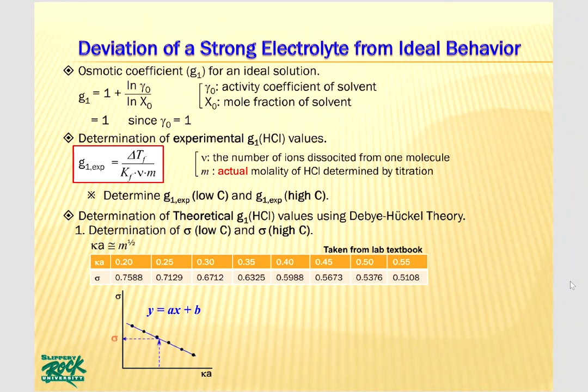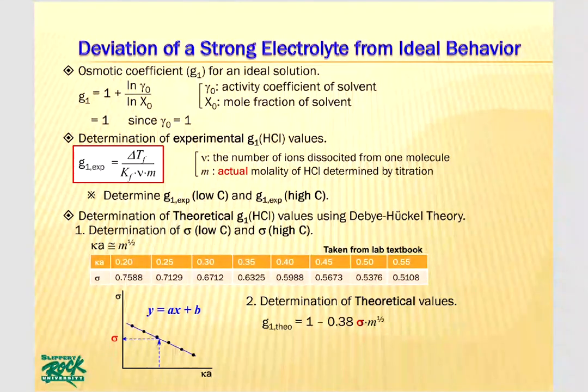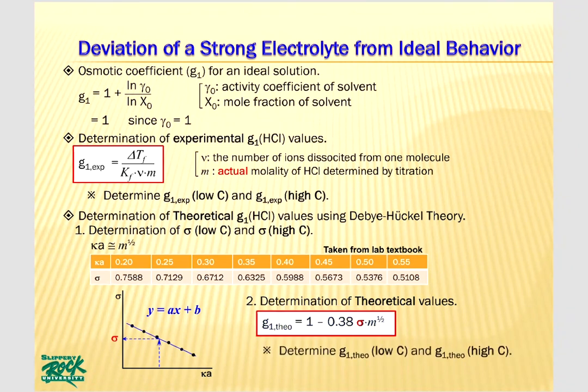Plug the kappa A value into the equation of the best fit line to determine the sigma value of the HCl solution. Then, the theoretical G1 value can be determined with this equation. Theoretical G1 equals 1 minus 0.38 times sigma times square root of M. Now, you should be able to determine two theoretical G1 values, one for the solution of low concentration and one for the solution of high concentration.